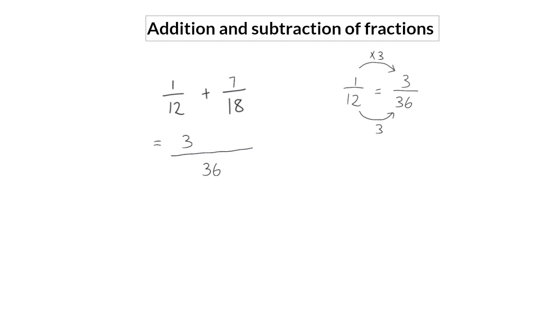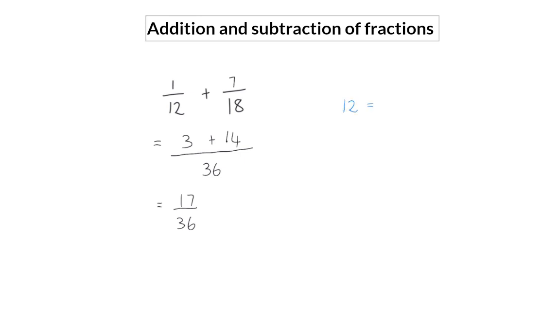We will do the same for 7 over 18, so we want an equivalent fraction with a denominator of 36, and this means you have to multiply the denominator by 2, repeat this by multiplying the numerator by 2, and that will give us 14 over 36. And because the two denominators are now the same, we can add up the numerators, and this will give us 17 over 36.